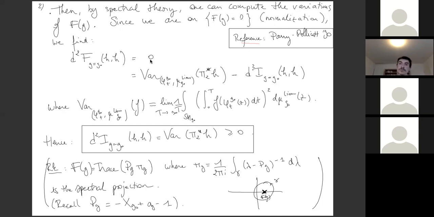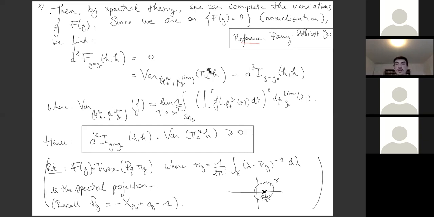And after some non-trivial computations, what we can show is that this second derivative is actually equal to the variance of the symmetric 2 tensor H minus, and that's where it's interesting, minus the second derivative of the geodesic stretch. Okay, so what is the variance of a tensor? So it's just, as I said before, when I have my tensor, I pull it back on the unit tangent bundle. So it's really like a function that lives on the unit tangent bundle.